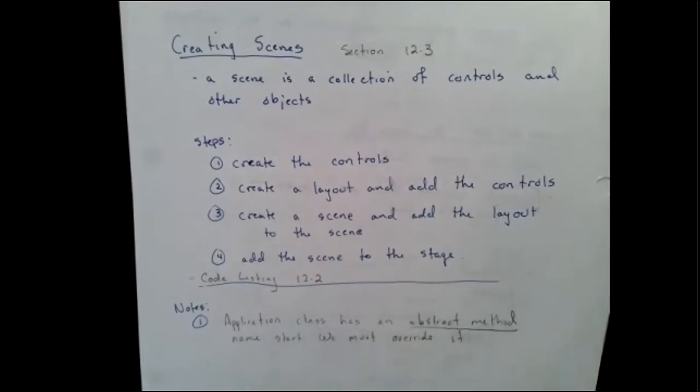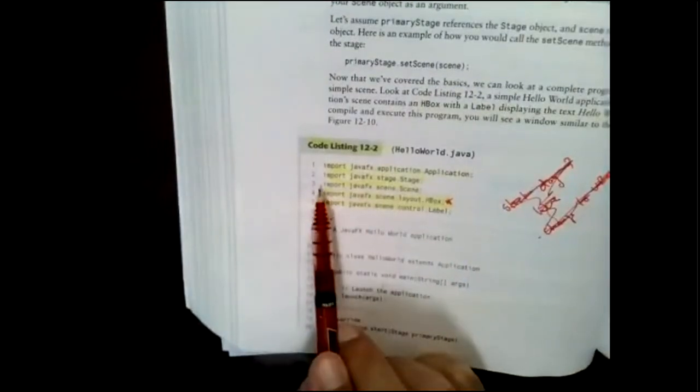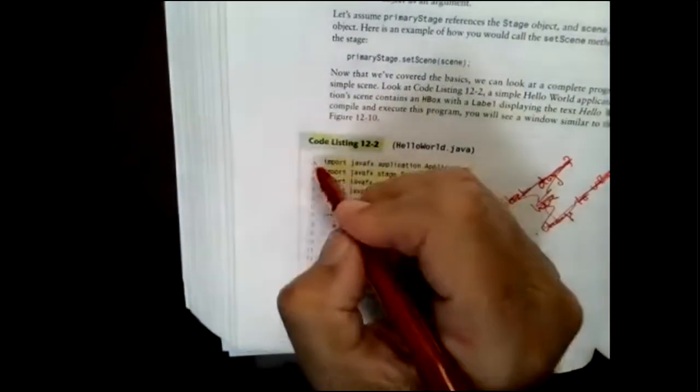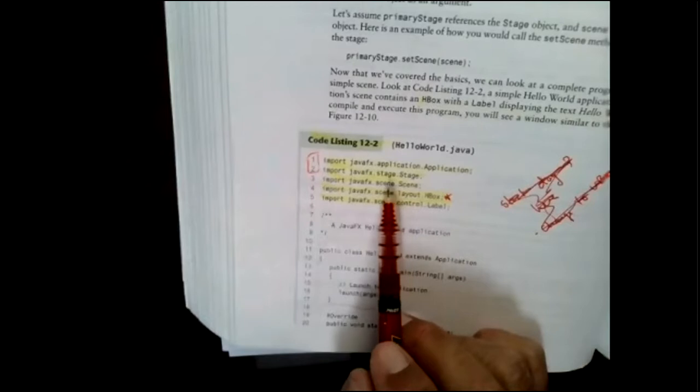All right, so I have a note now, code listing 12.2. Let's see what we have going on here. Hello, world. Let's see what I have. There's application and stage. There's my first 2. I'm good and I'm happy with those. Now I'm going to start working with the scene.